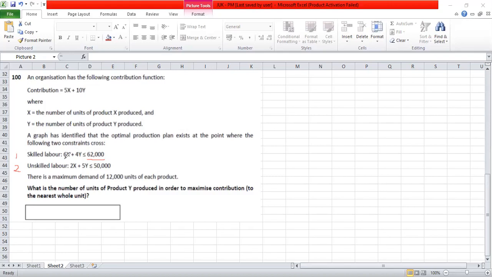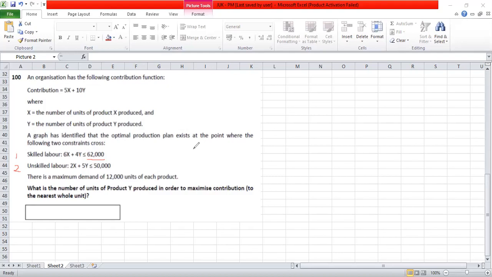So when the hours are consumed by X and Y, they cannot exceed 62,000. They can be as much as 62,000 or less than 62,000 because availability is only to the extent of 62,000, not beyond that. So that is the indication. That's the meaning. The constraint, when framed in an equation, suggests that usage should be maximum to the extent of 62,000, but not beyond that.